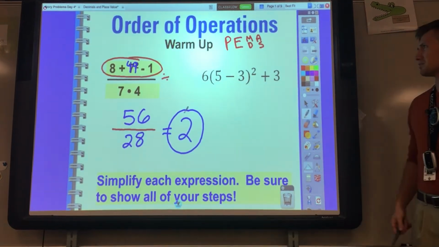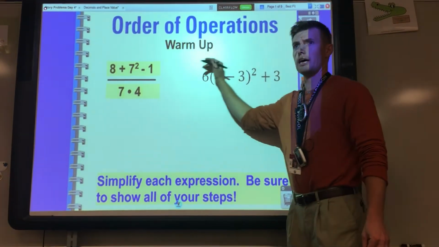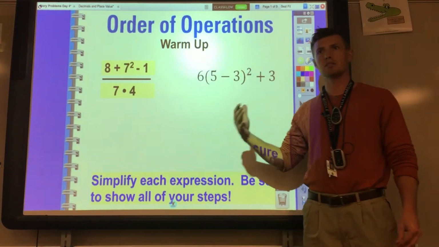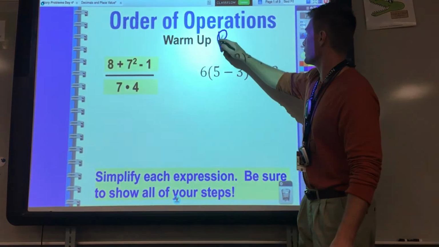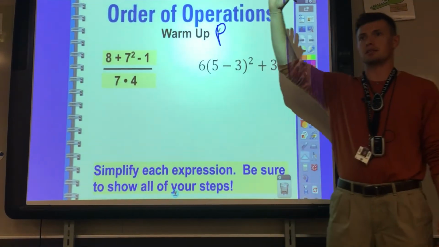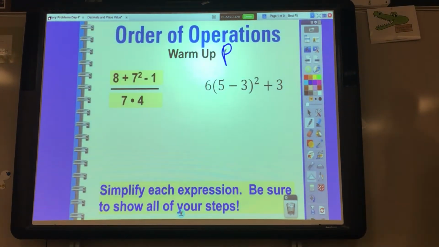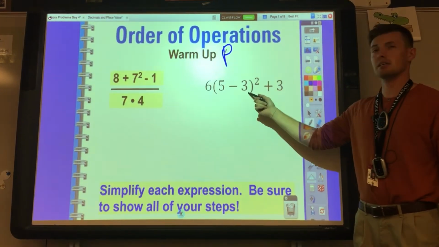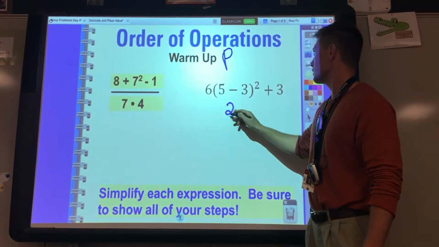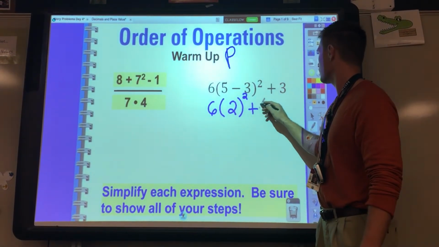What about the next one? This one is where a lot of students get stumped as well. There's a couple of things. The first thing we look for, always, parentheses. So what are we going to solve? 5 minus 3, and you get 2. Excellent, we get 2. So I'm going to still rewrite this here.